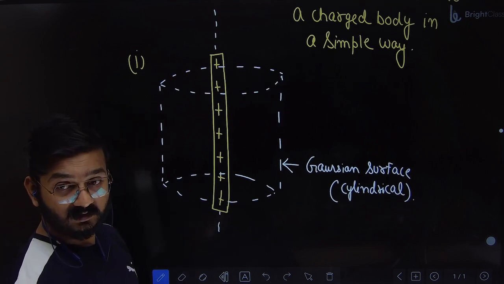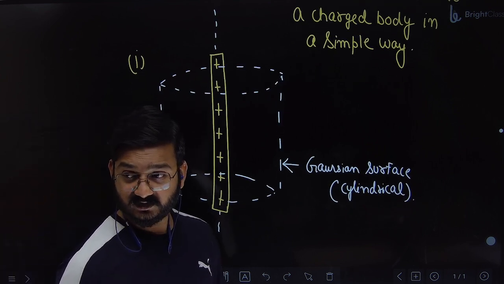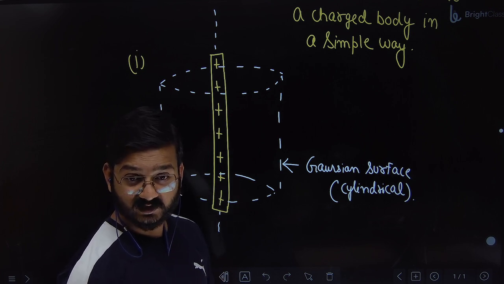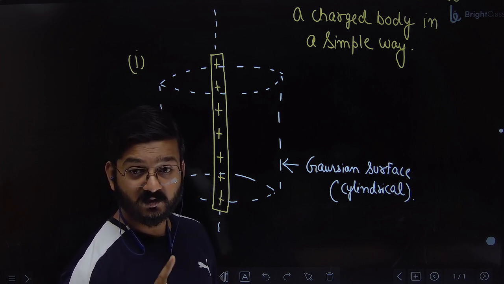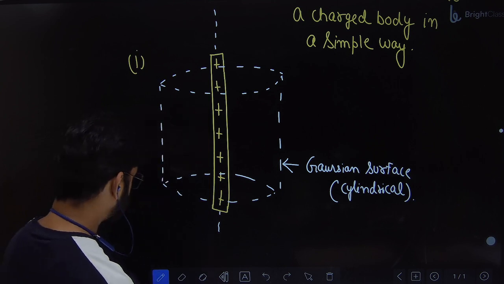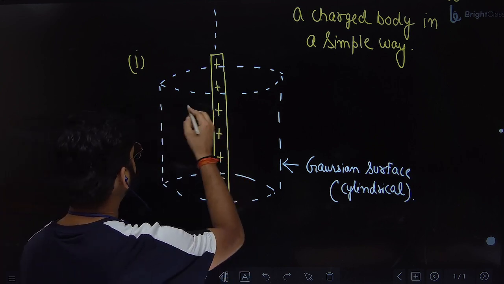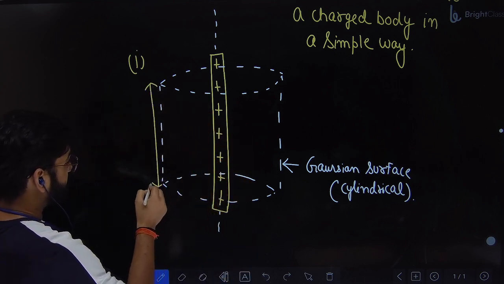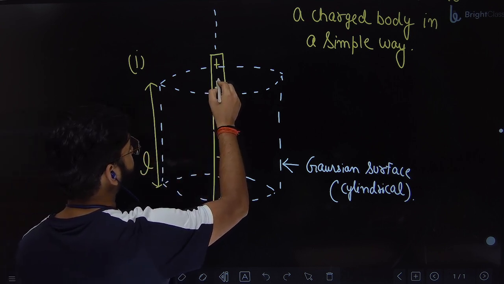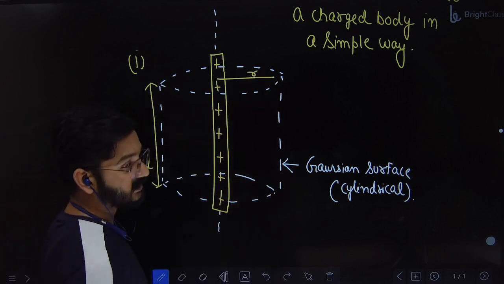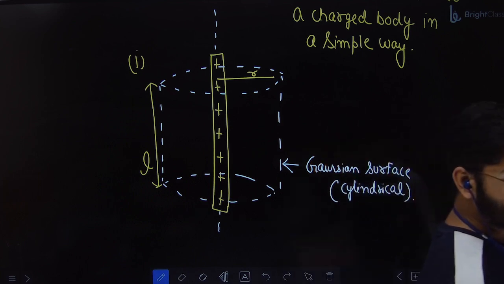Have all of you drawn it? Is the meaning of Gaussian surface clear? Is it present physically there? No. It is an imaginary surface drawn to apply Gauss law. Let's take the length as L and the radius as R. R is the radius of the Gaussian cylinder.